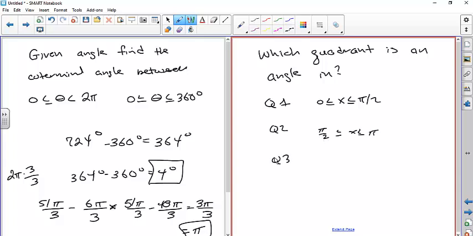Third quadrant goes from pi to 3 pi over 2. I guess I shouldn't have these equal signs in here, because if they're on the axis, they're not actually in the quadrant. And the fourth quadrant would be 3 pi over 2 to 2 pi. And then of course you can do the degrees, but I'll let you figure that out. 90, 180, 270, 360. Now, if the angle isn't originally in one of these quadrants, or isn't between 0 and 2 pi or 0 and 360, then you'd find the coterminal angle that is, and then look for the quadrant.